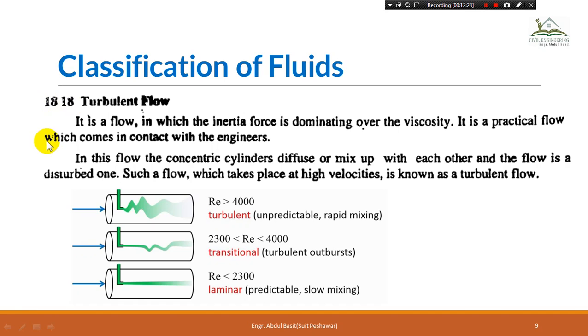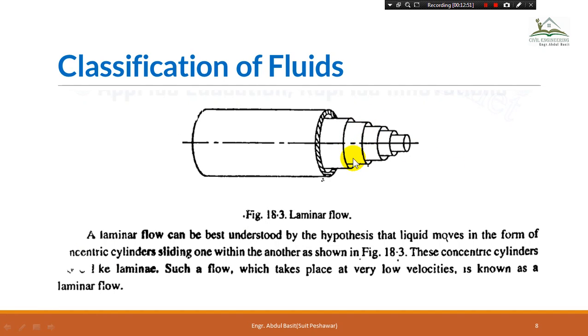Okay, so in this case the flow of concentric circles or cylinders diffuse or mix up with each other. And the flow is a disturbed one. Such flow which takes place at a high velocity is known as turbulent flow. So you can say these cylinders which are flowing in their own path in case of laminar flow will not flow in their own path in case of turbulent flow. These cylinders will mix with each other, and that will be a disturbed type of flow. And that flow will then be called turbulent flow.